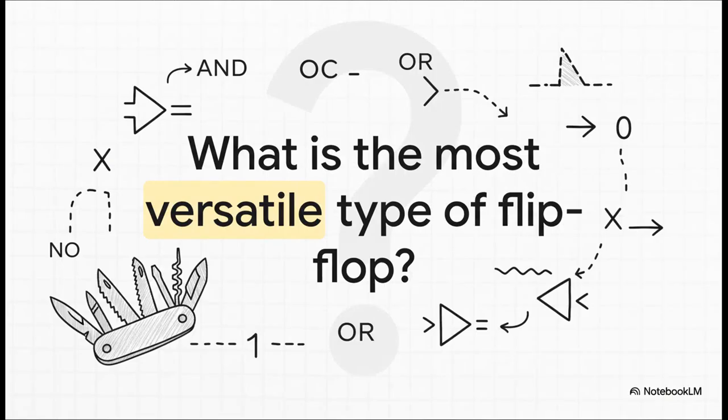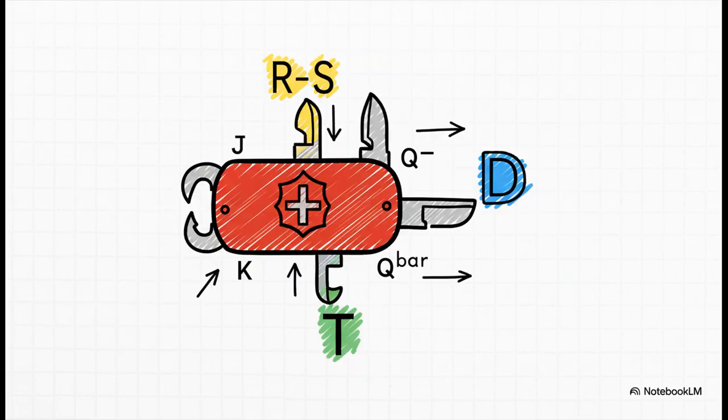Okay, next one. What's the most versatile type of flip-flop? Remember that Swiss Army knife we talked about? That would be the JK flip-flop. Exactly. Its versatility is what makes it such a go-to component in digital design.